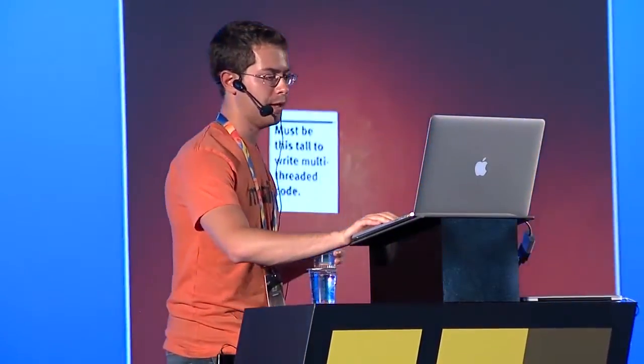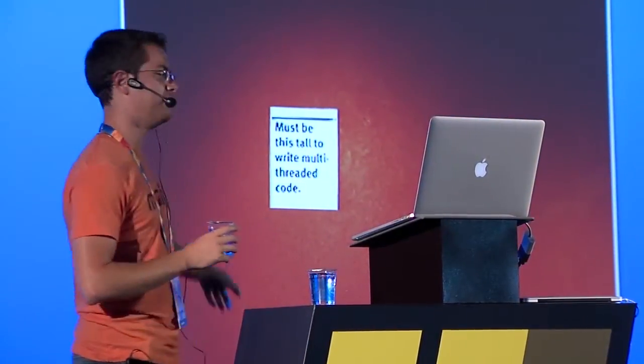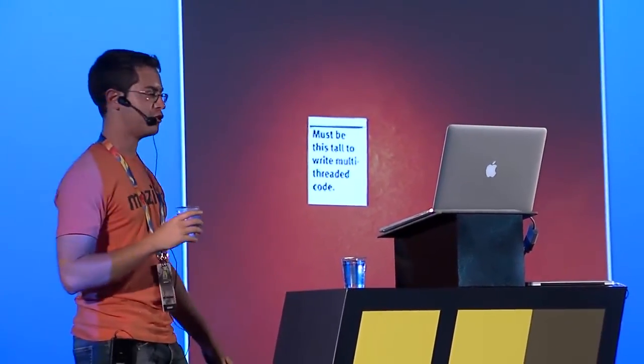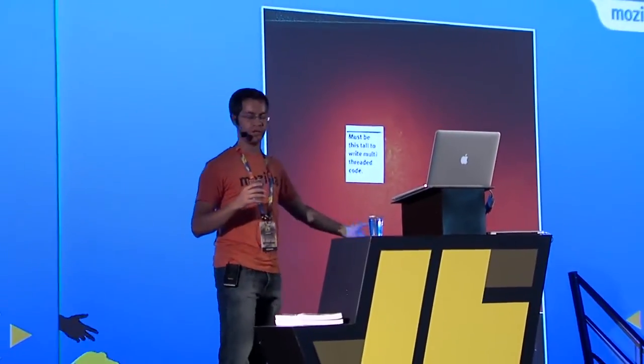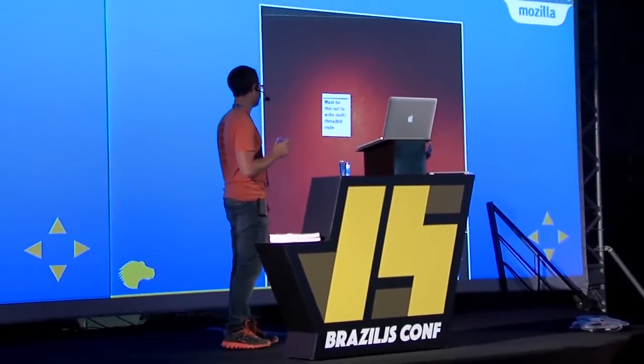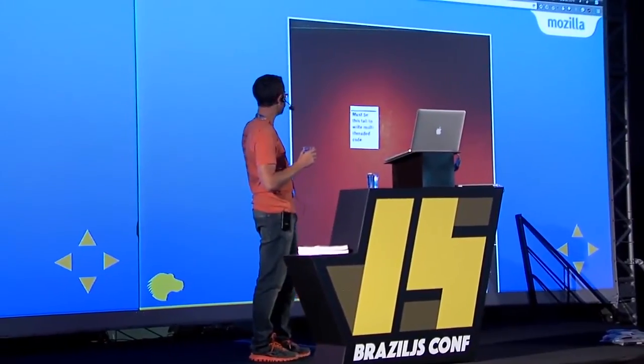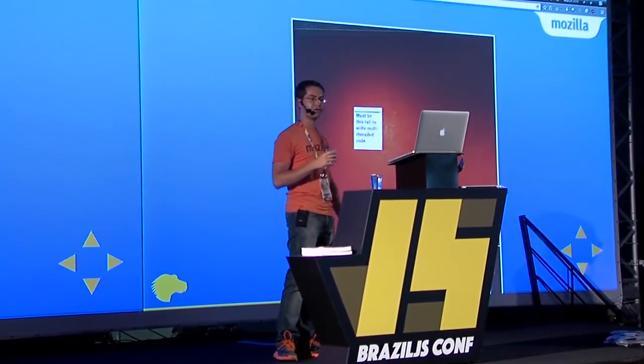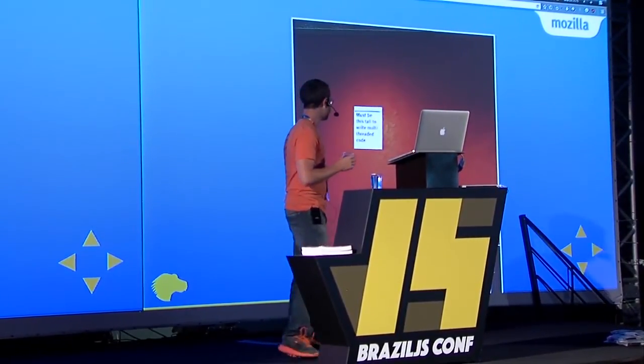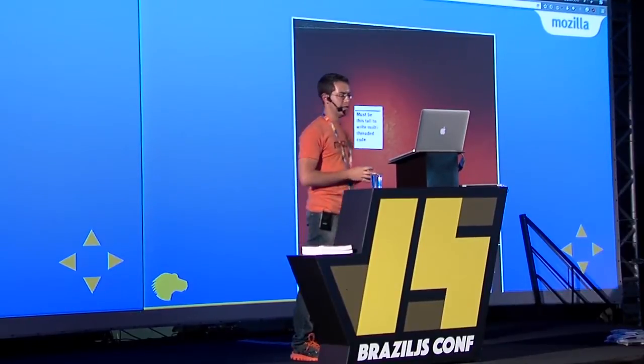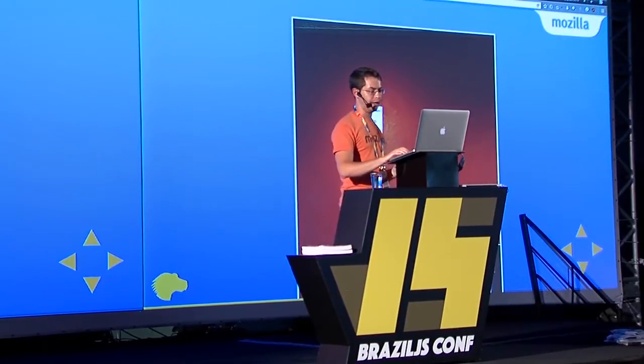So this is a photo that hangs in Mozilla's SF office. This is one of our principal engineers, one of the best engineers we have at the company. And he stands underneath the sign that says, "You must be this tall to write properly multi-threaded code." So it's a little disheartening, but there are tools that can help.